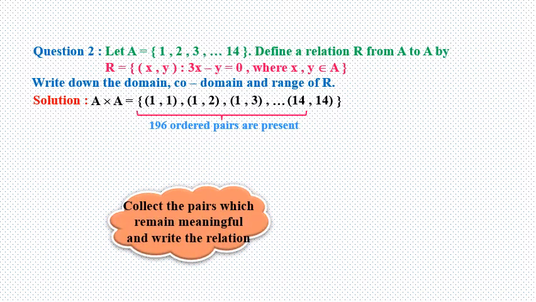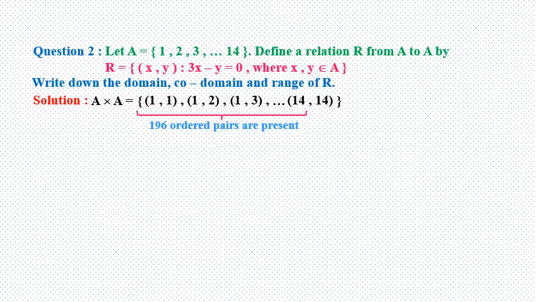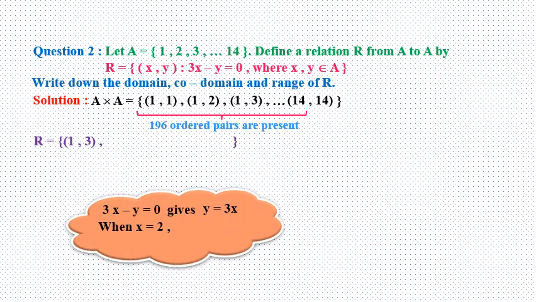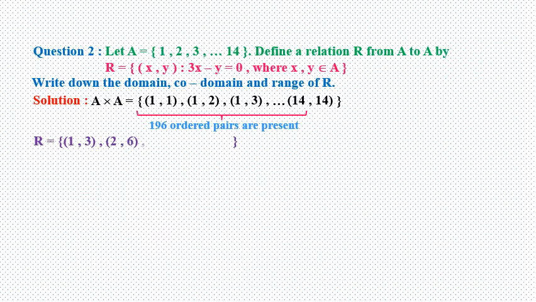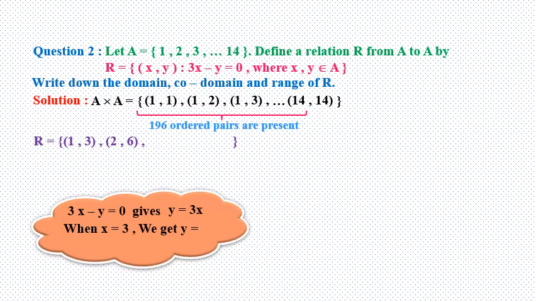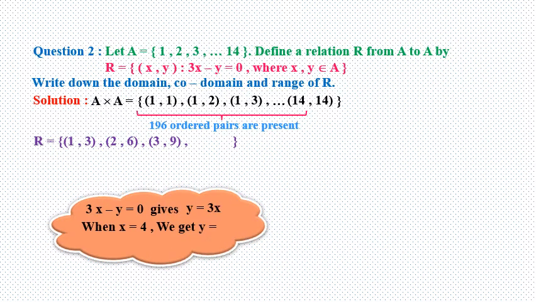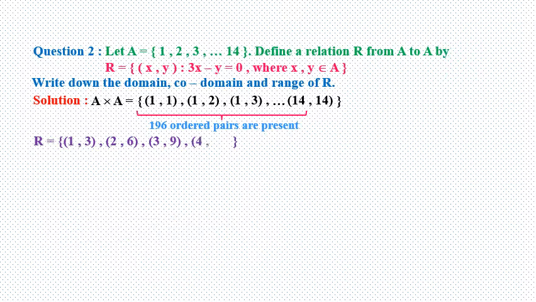Let us collect the pairs which remain meaningful. What is the relation set here? 3x minus y equal to 0 gives you y equal to 3x. When x equal to 1, we get y equal to 3. So the first pair will be 1, 3. When x is 2, y will be 6. Second pair. When x equal to 3, we get y equal to 9. So third pair. Next, the fourth one: x is 4, y equal to 3 into 4, which is 12. So we get R as the relation.